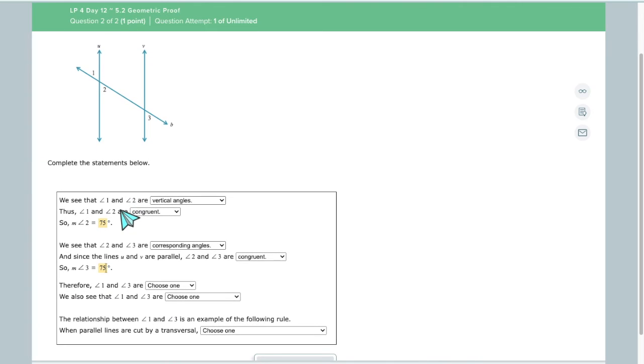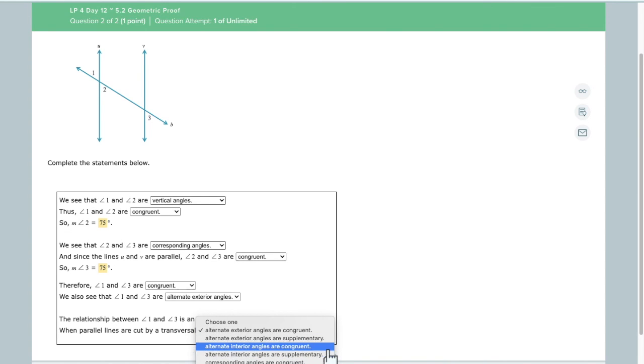If angle 2 is 75 and I can bring this one down here, then this must be 75 degrees as well. So therefore, angle 1 and 3 are congruent because 1 is 75, and we just proved that 3 is also 75. So with 1 and 3, we have exterior. I'm going to go to the opposite side and slide down. So these are alternate exterior angles. So we're proving that alternate exterior angles are congruent when you have two parallel lines cut by a transversal. So make sure, again, they're giving you multiple pieces to choose. Make sure you choose alternate exterior angles and that they are congruent.